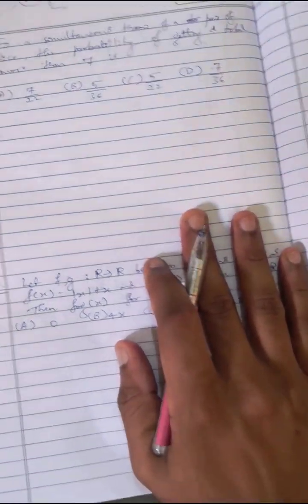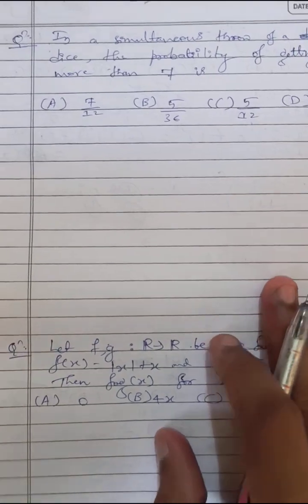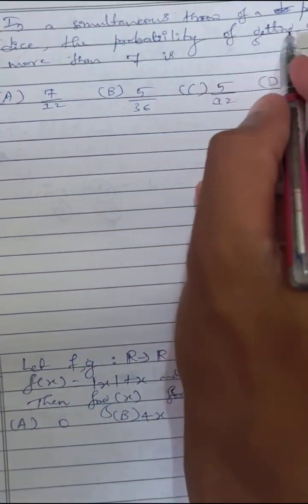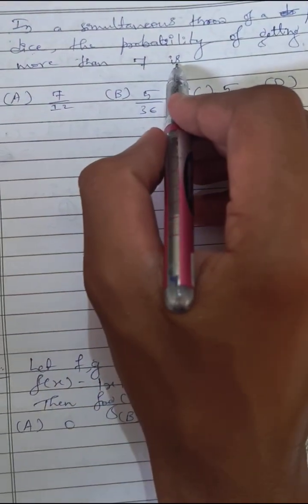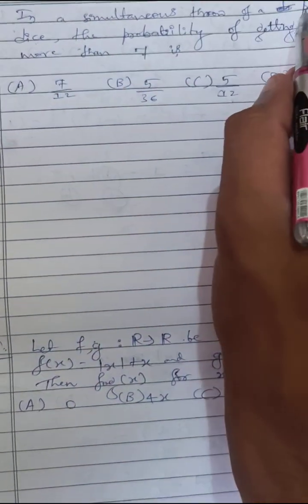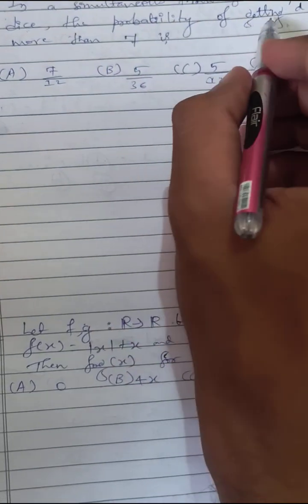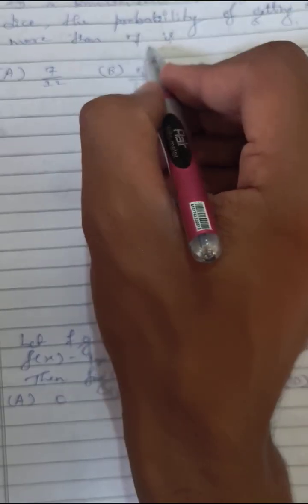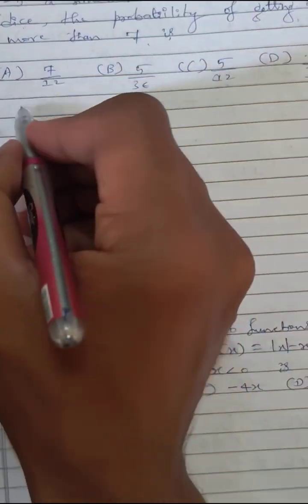See the next question. In a simultaneous throw of a pair of dice, the probability of getting a total more than 7 is... So we have to find the probability of getting a total more than 7. What is the total number of outcomes here?